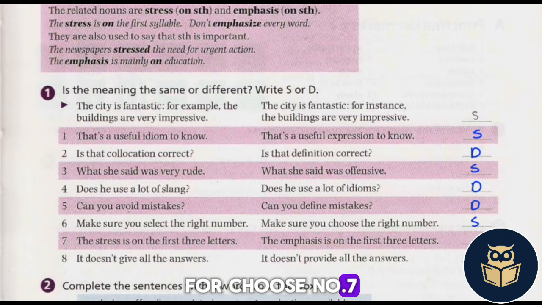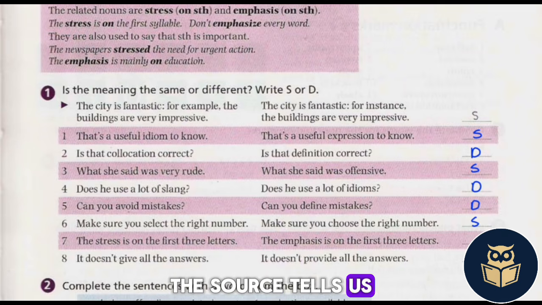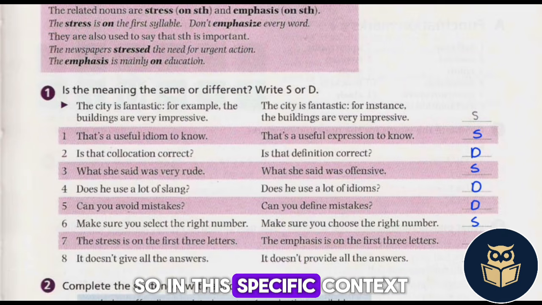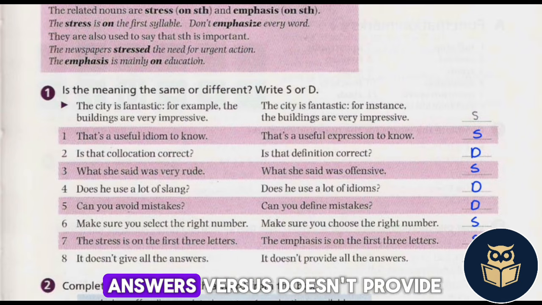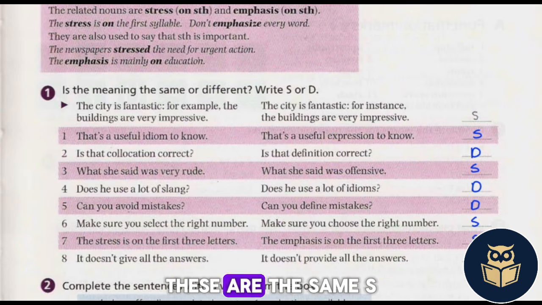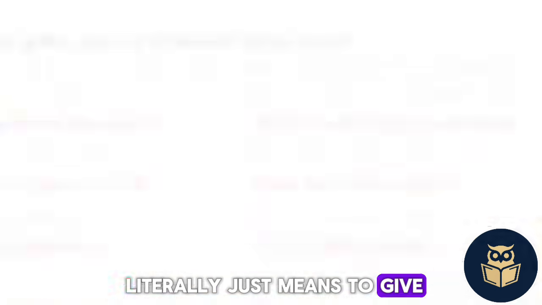Number 7, the stress is on versus the emphasis is on. The source tells us these related nouns both mean extra loudness, so in this specific context, they mean the same, S. Finally, number 8, doesn't give all the answers versus doesn't provide. These are the same, S, because the word provide literally just means to give.